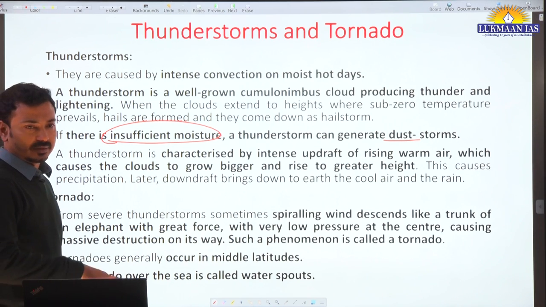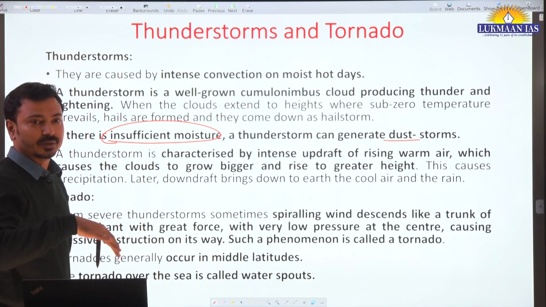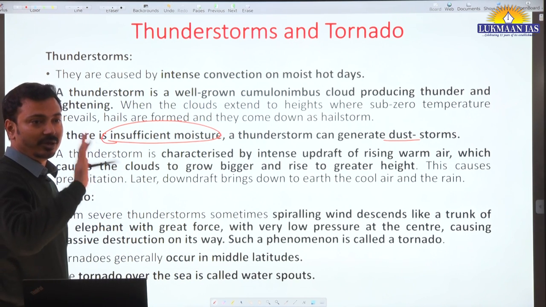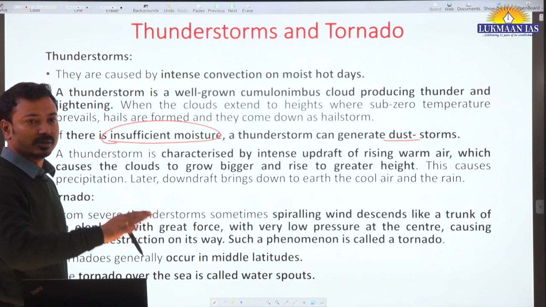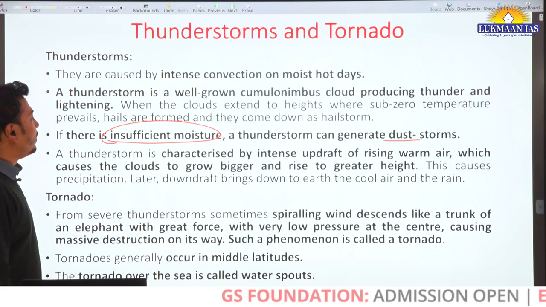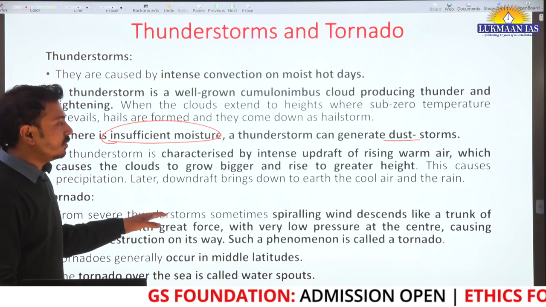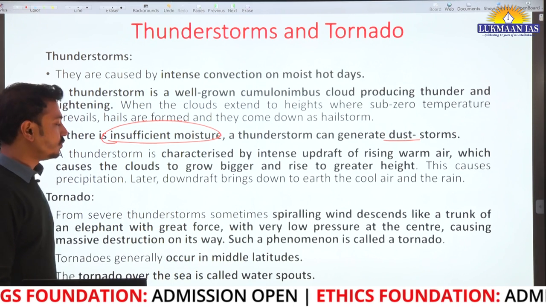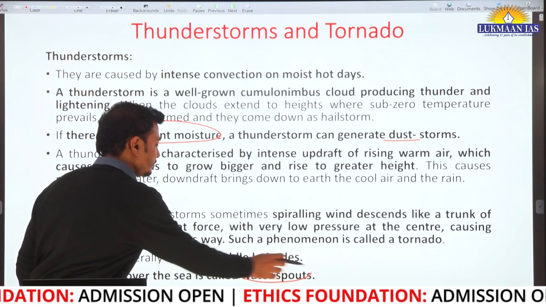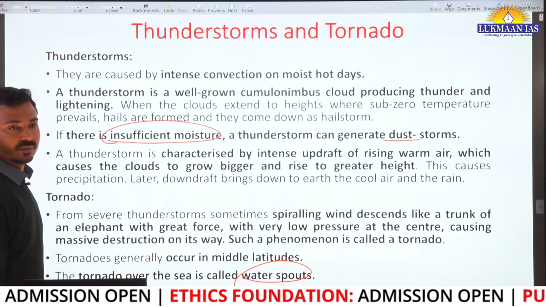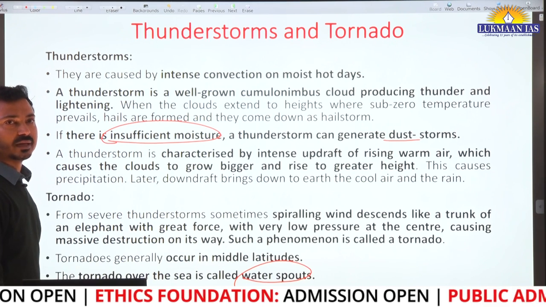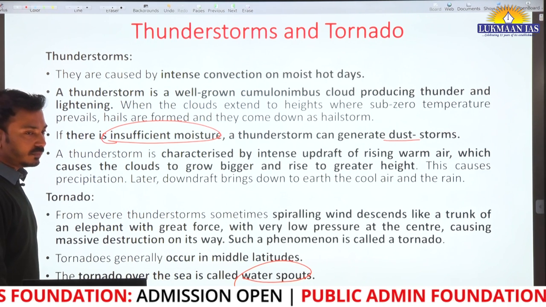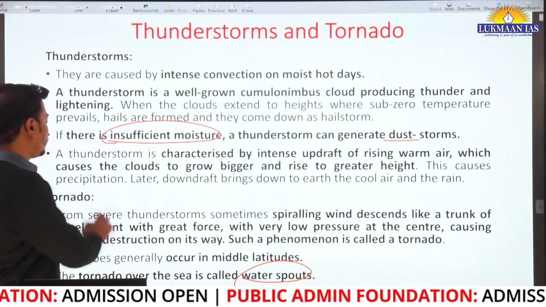Dust storm jab hota hai, toh moisture nahi hota hai. Dry winds hoti hai. Okay, and when there is moisture, there is possibility of rainfall, lightning and all these things. Now, when this thunderstorm is formed on the water surface, ocean surface, that leads to formation of water spouts. ठीक है, water surface पे जब बनेगा तो उससे क्या होता है, water spouts. Thunderstorm का एक variant है tornado.